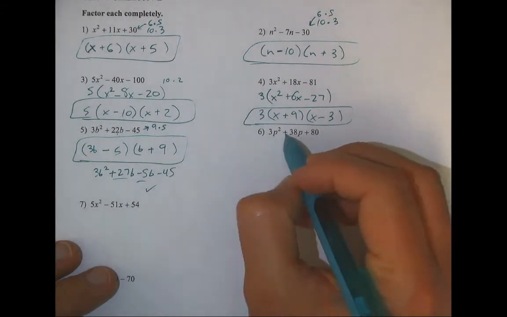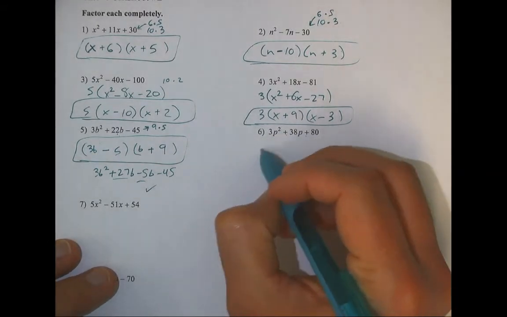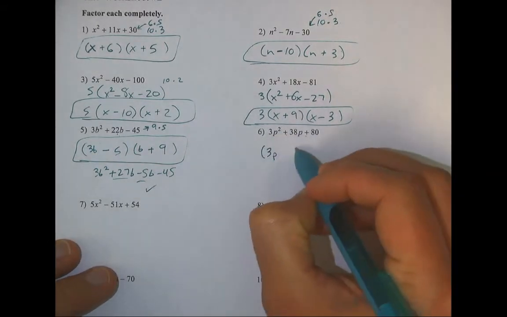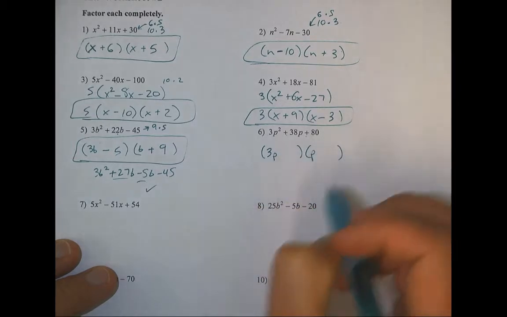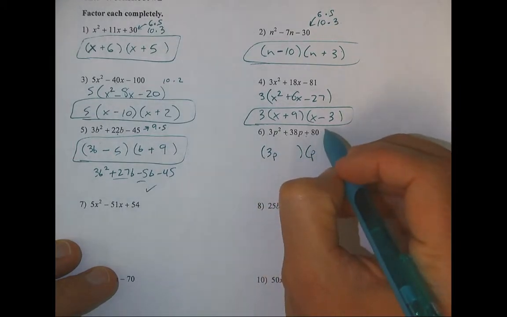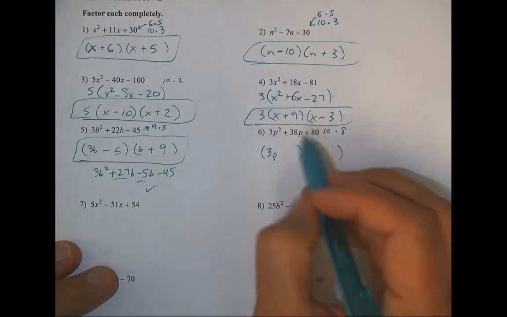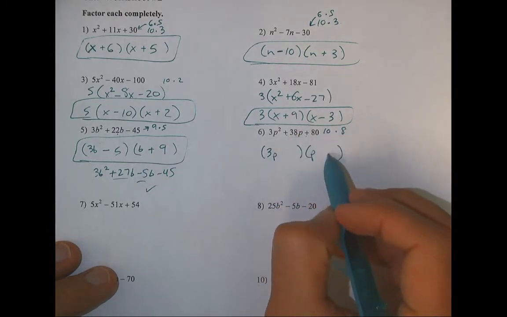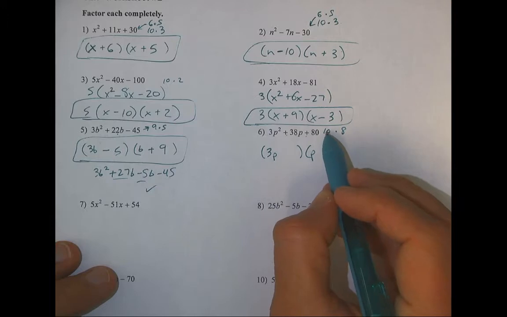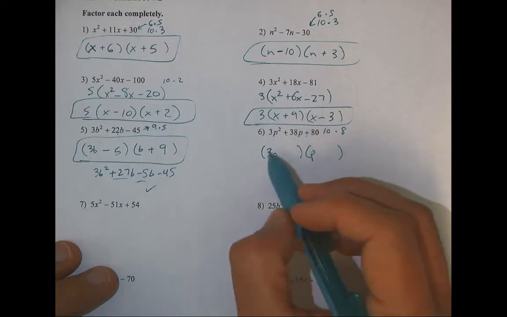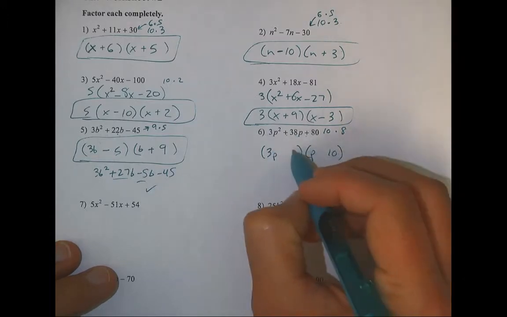Okay, number 6, all positives. That's nice. 3 is my leading coefficient, and so I know it's just a 3 and a p. 80, I'm thinking 10 and 8, and I got to get to 38. One of them is going to get times by 3. If I do 3 times 10, that's 30, and then 8 is 38. So that's perfect. I'm going to put the 10 here, the 8 here.